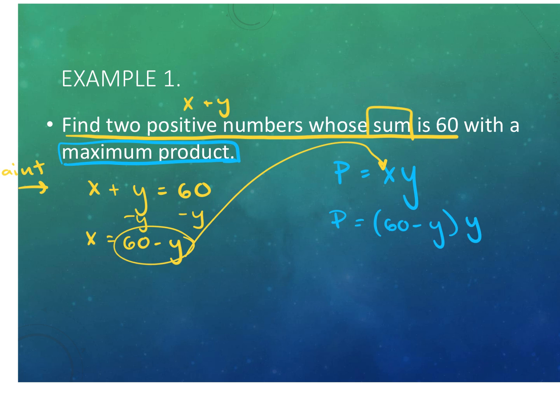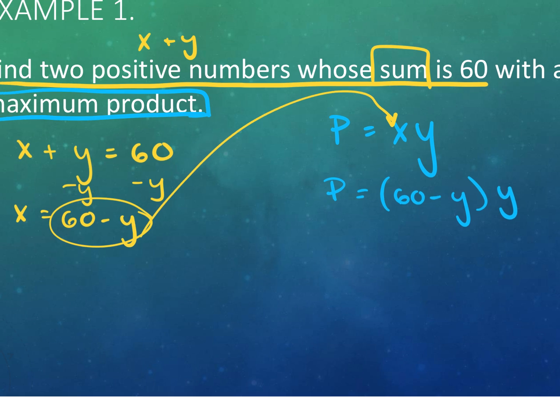Now we could take the derivative of it here, but we'd be doing the product rule. Let's simplify it before we take the derivative. So I can distribute the y. So our product is 60y minus y squared. Now from here, we want to take the derivative. So I'll just call it P prime. Our derivative equals 60 minus 2y.